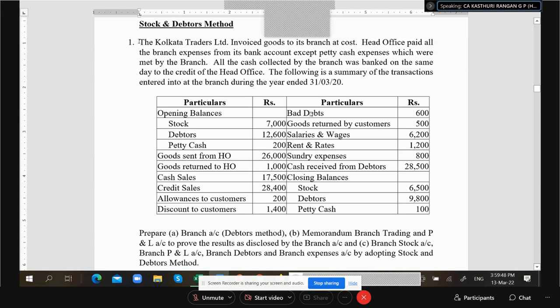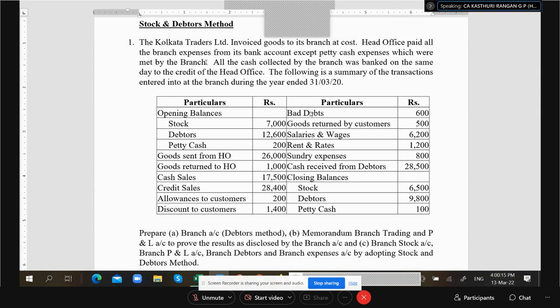So friends, see the problem number 1. Kolkata Traders Limited invoices goods to its branch at cost. That means no invoice price, no loading. HO paid all expenses from its bank account except petty expenses, which were met by the branch. That means it's a dependent branch. In a dependent branch only, all expenses of the branch are met by the head office. For petty expenses only, HO will send money to the branch.